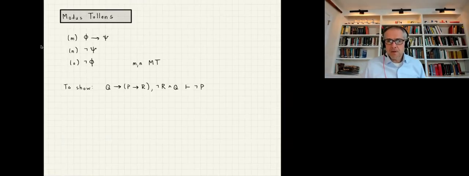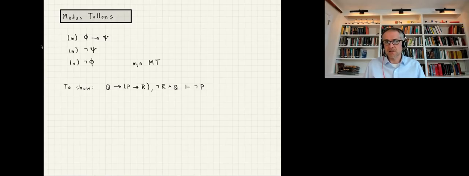Okay, modus ponens said that if you have a conditional and you have its antecedent, then you may infer its consequent. Modus tollens says if you have a conditional and you have the negation of its consequent, then you may infer the negation of its antecedent. So that's the sort of case like you said, if it is raining, then the sidewalk is wet. The sidewalk is not wet, therefore it is not raining. So that's a typical case of modus tollens.